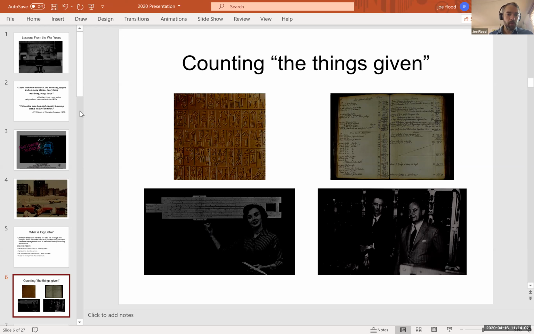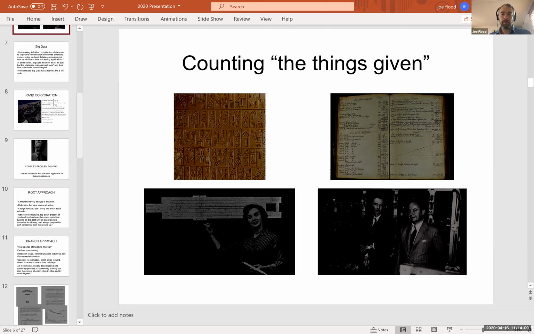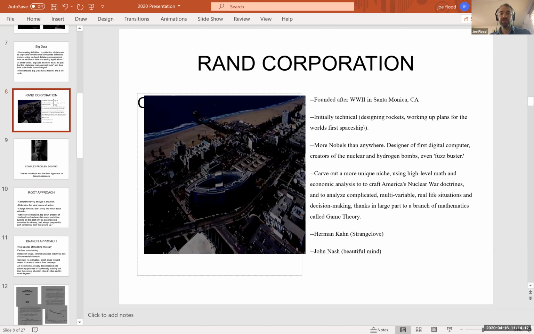Talking about the era we're discussing here, we're looking at the data side of this. The people we're going to look at is the RAND Corporation, which is America's original military think tank, really the first modern think tank in a lot of ways. It grew out of World War II. It was founded in Santa Monica, California, initially very technical, designing rockets, but moved into math, computer programming, engineering, and modeling systems, algorithms we call them now.